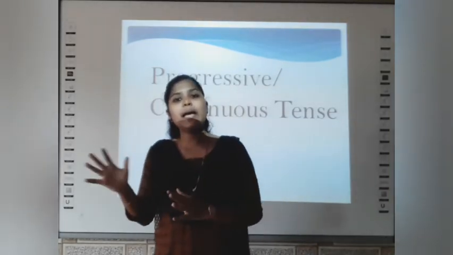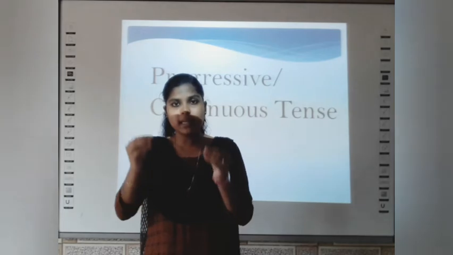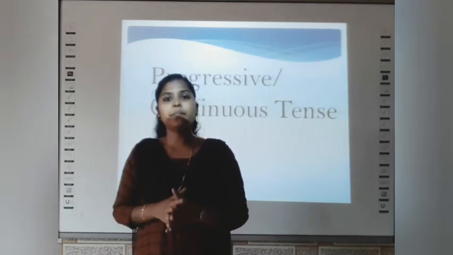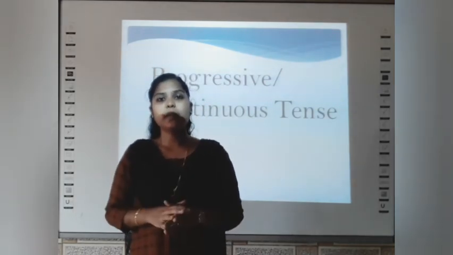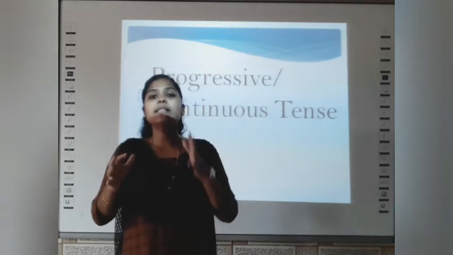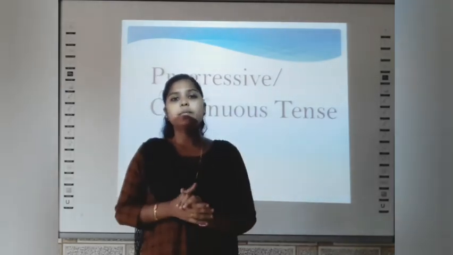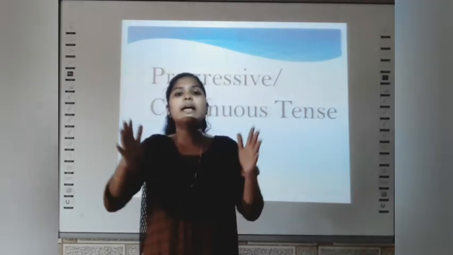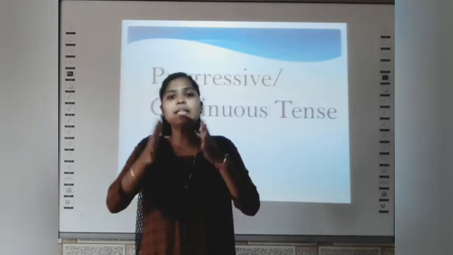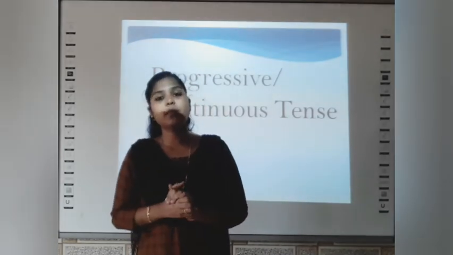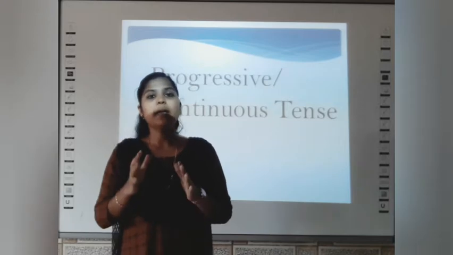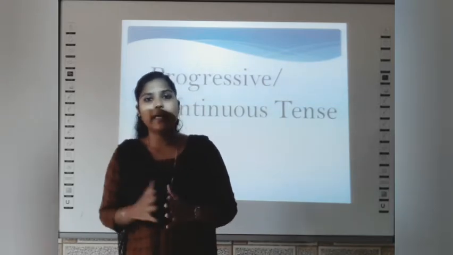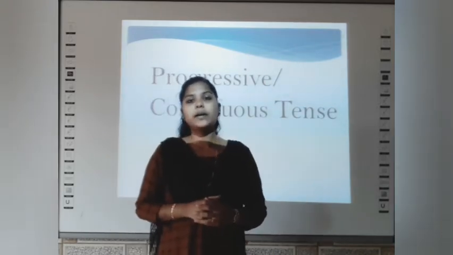He is playing. Till now he is playing. He is dancing. So the action is continuing. It is going on. It's a continuous process, just like a train. It is continuing. So that is what is called progressive or continuous tense. Playing, singing.